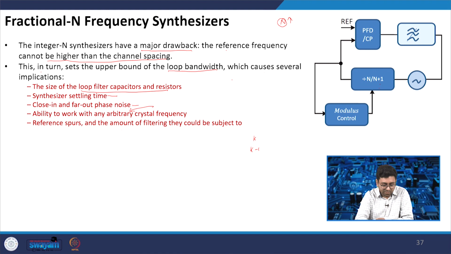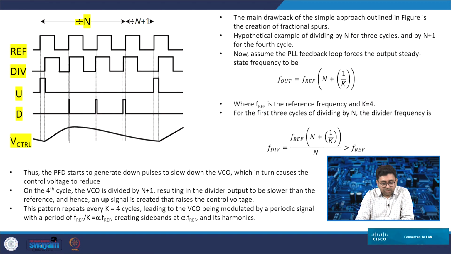This is how we can make the fractional frequency division. It will be around N plus alpha, and this alpha can be given by the value K. We will see how it works.